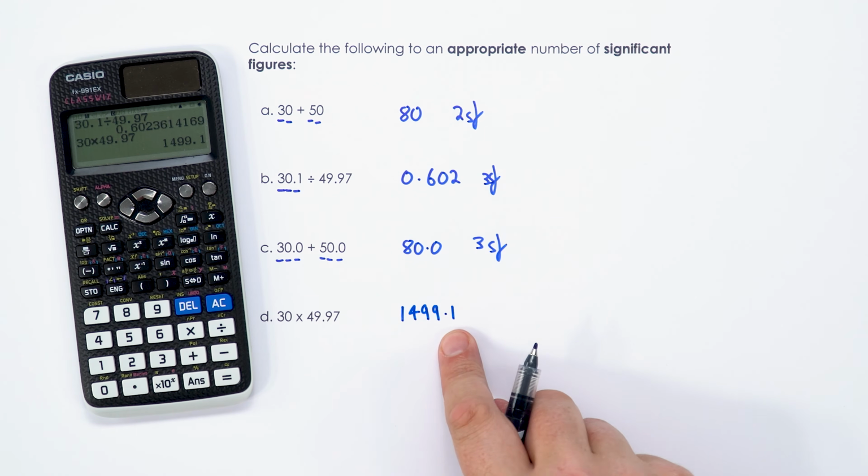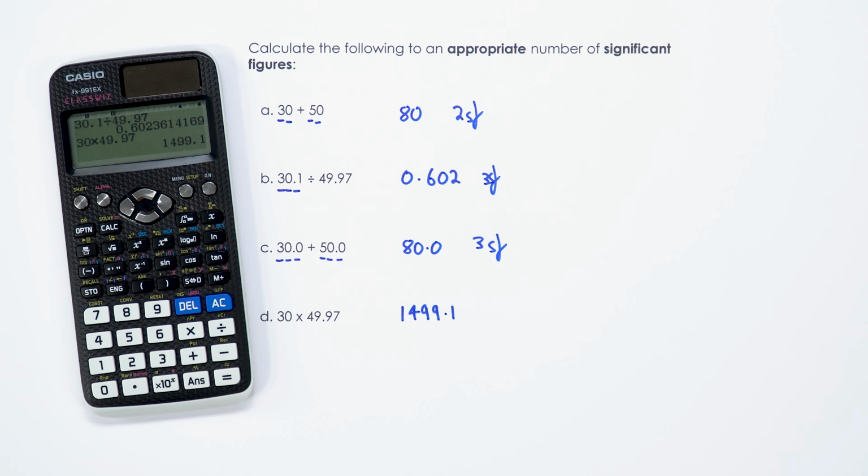1499.1. Now that is five significant figures. That's not an appropriate way to display it. However, sometimes you do get multi-step calculations, and it's worth making sure that you write down the full answer you calculate for any subsequent calculations and only round down to an appropriate number of significant figures on the very, very final answer line. But that's not appropriate.